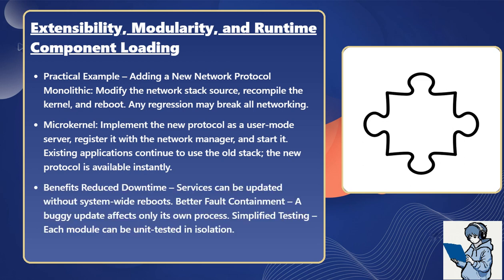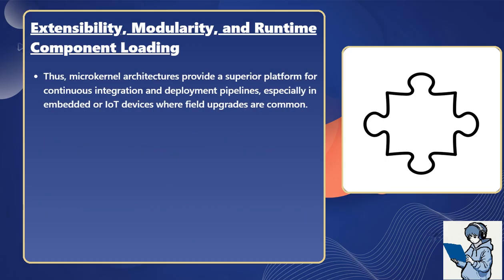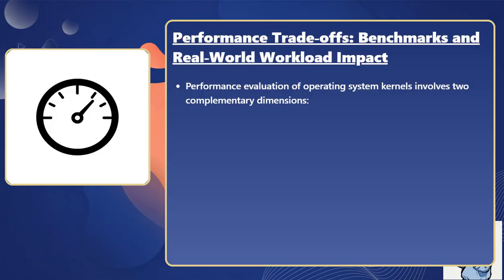Benefits: reduced downtime, since services can be updated without system-wide reboots. Better fault containment, as a buggy update affects only its own process. Simplified testing, since each module can be unit tested in isolation. Thus, microkernel architectures provide a superior platform for continuous integration and deployment pipelines, especially in embedded or IoT devices where field upgrades are common. Performance evaluation of operating system kernels involves two complementary dimensions.